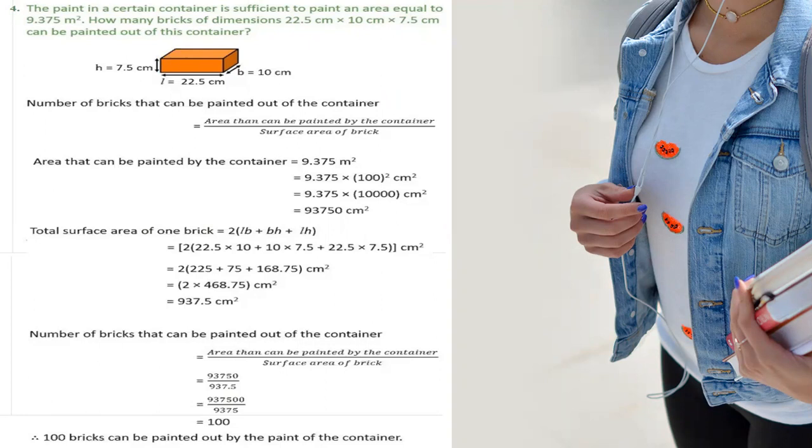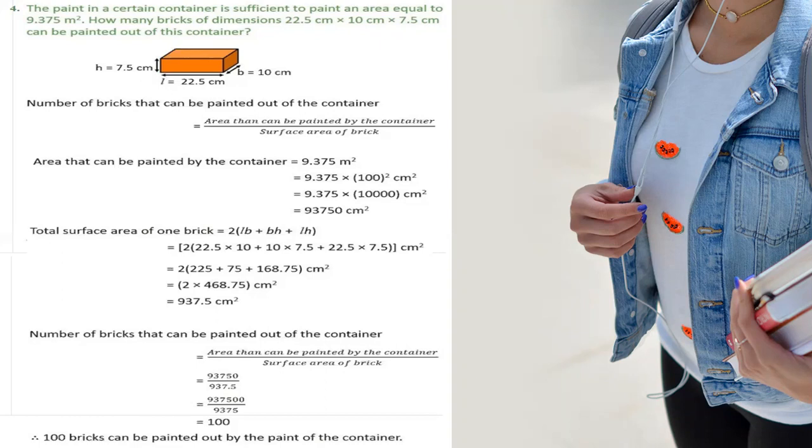And we are given a container which can paint an area of 9.375 meters square. Now we need to calculate how many bricks can be painted with this paint in the container. So the number of bricks that can be painted out of the container is given by the area that can be painted divided by the area of each brick.